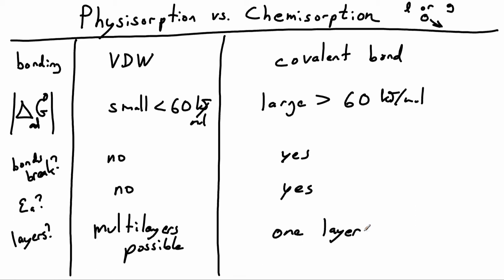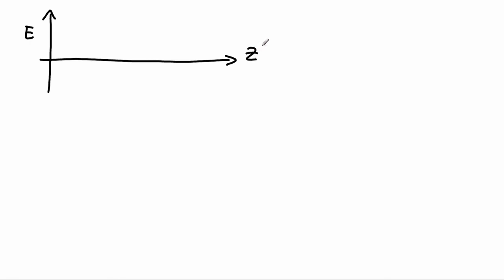We can draw this in terms of potential energy diagrams. So we've got Z, the distance from the surface, and E, potential energy. And we'll draw this curve separately first. So here is the potential curve for physisorption. So we have a shallow potential well, and eventually the adsorbate molecule's electron clouds will crash against the electron clouds on the surface, and so it goes up.